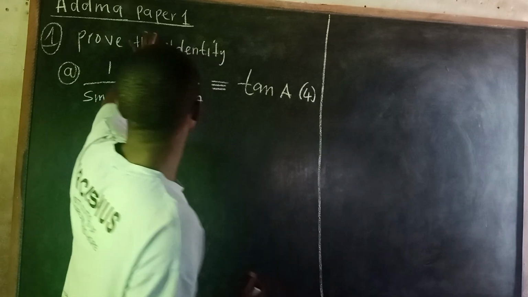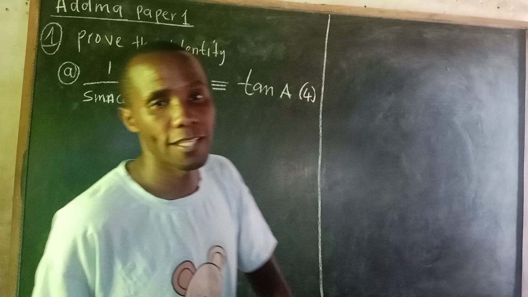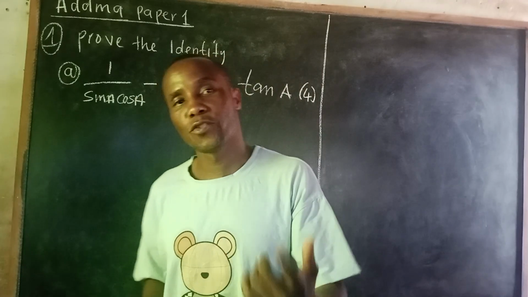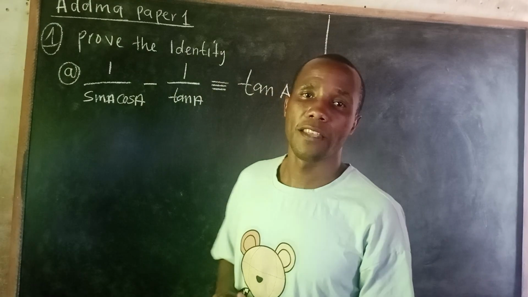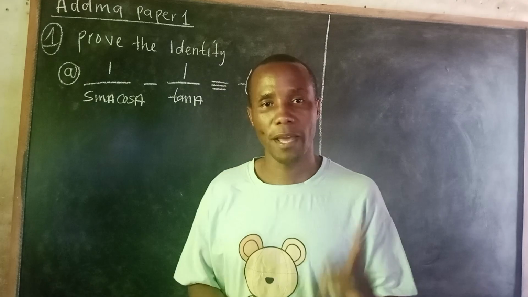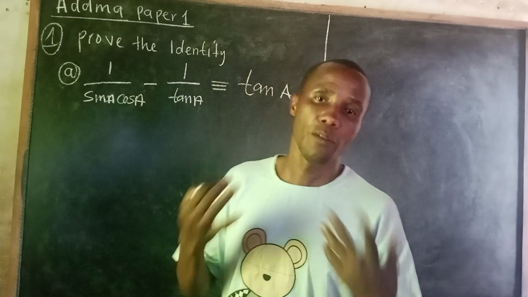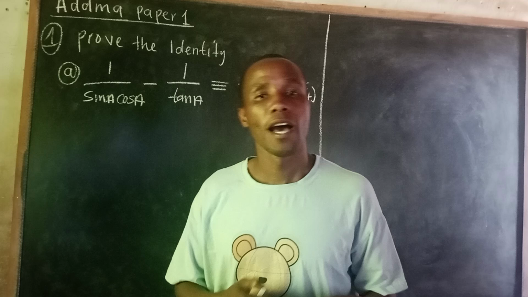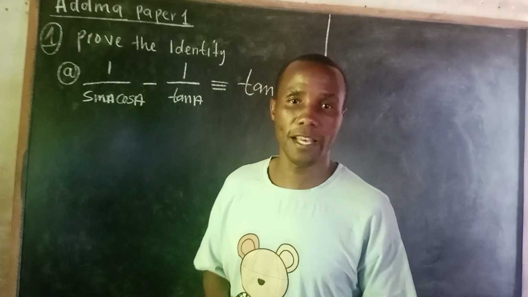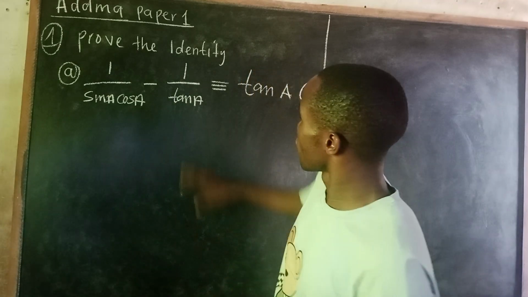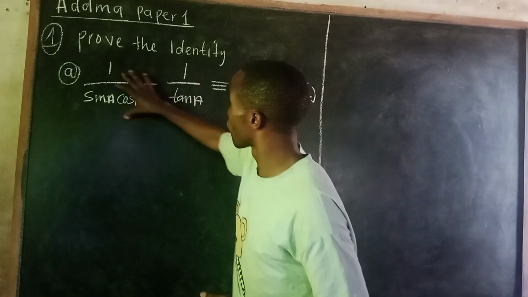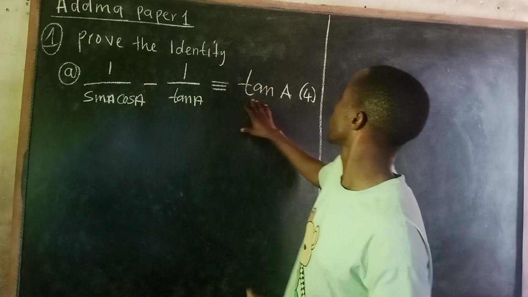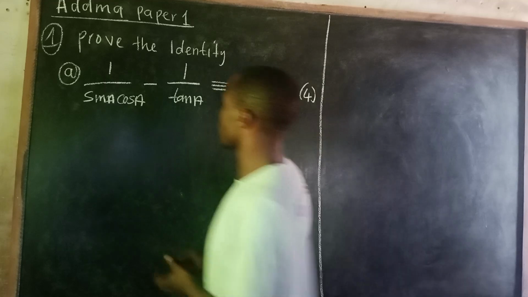Remember, when you are dealing with identities, always go back to the various identities that you may know: Pythagorean identities, ratio and quotient identities. They are very, very important to master. So how are we going to move from here so that we can prove that this expression is equal to tan A? Let us see.